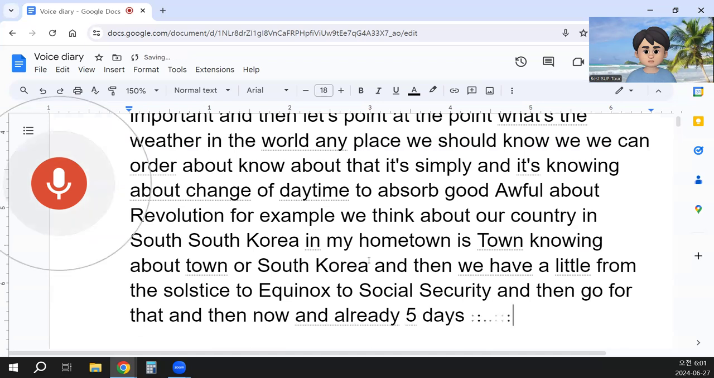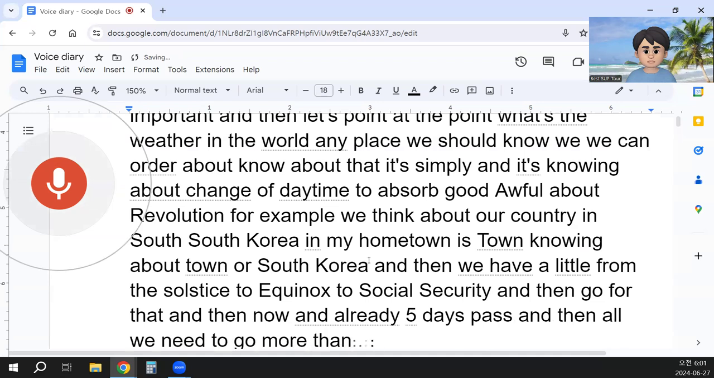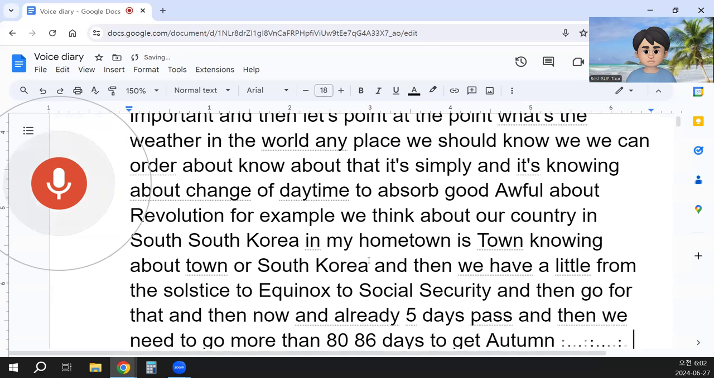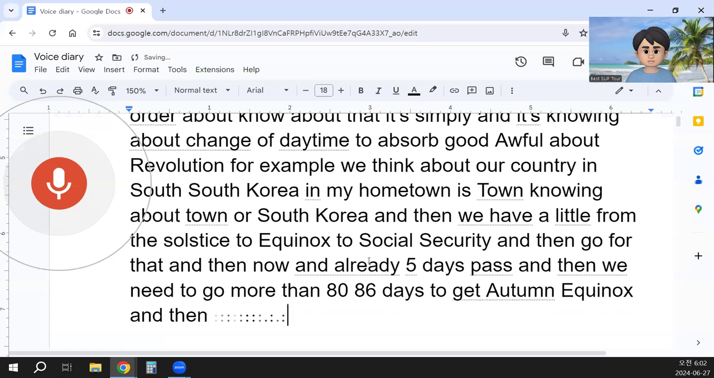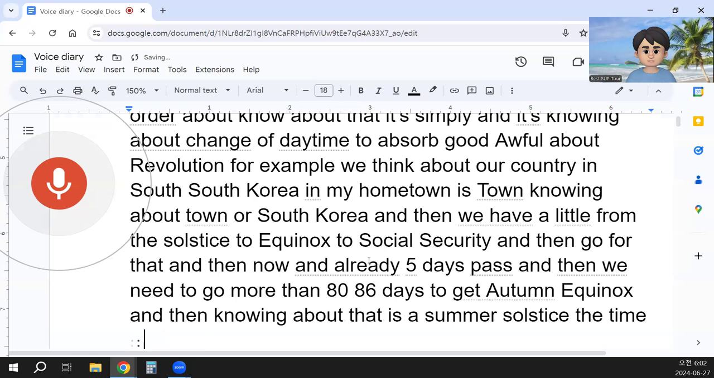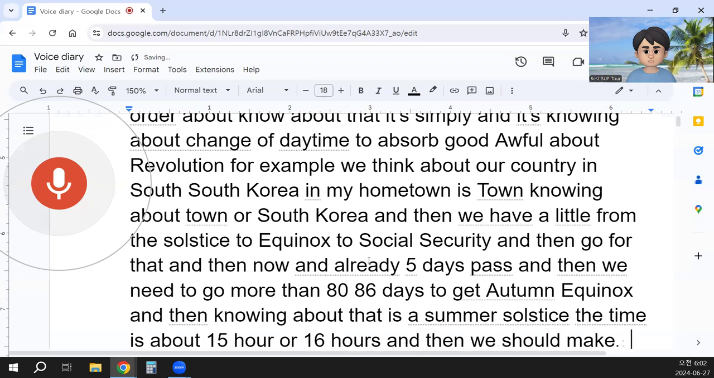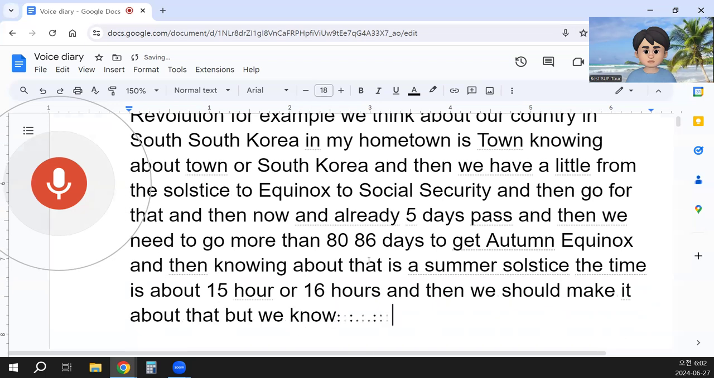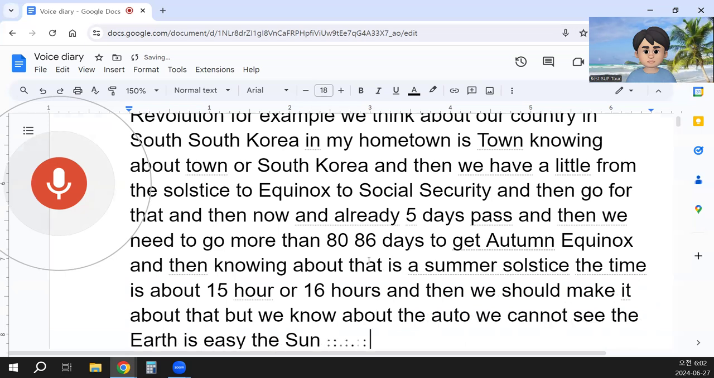Past that, we reached more than 86 days to get to the autumn equinox. Knowing about that, at the summer solstice daytime is about 15 or 16 hours, and we should measure that. But at the autumn equinox, the sun goes directly over the equator.